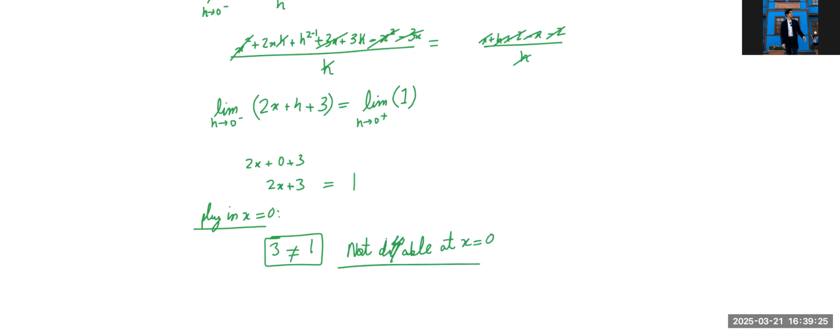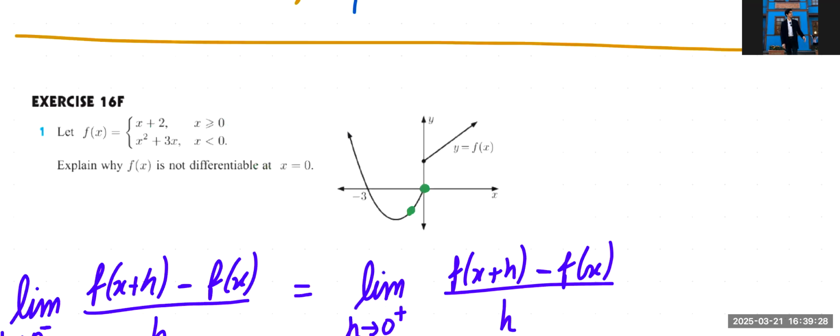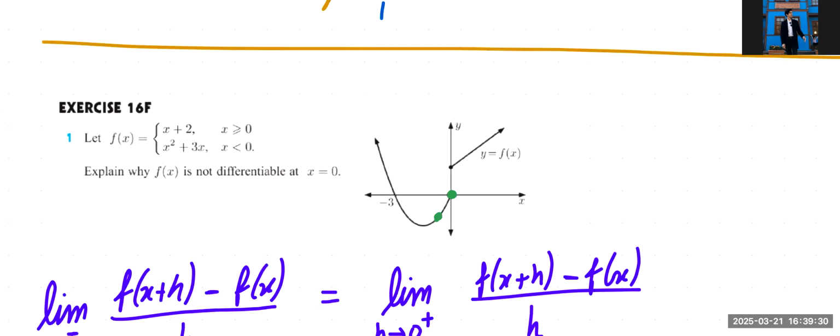And again, just to clarify, why am I checking at x equals 0 specifically? Because at x equals 0 is where trouble seems to be happening. The function is changing behaviors. If you look at the rest of the graph other than x equals 0, this is just a simple smooth function. So it has derivatives. It's clearly got defined slopes.